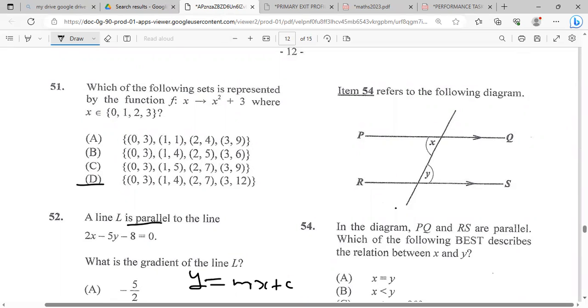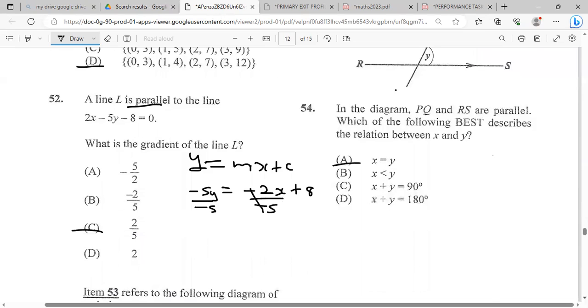But all right. 54, in the diagram, PQ and RS are parallel. Which of the following best describe the relationship between X and Y? Now, X is equal to Y, they form as Z angles or an alternate angles.